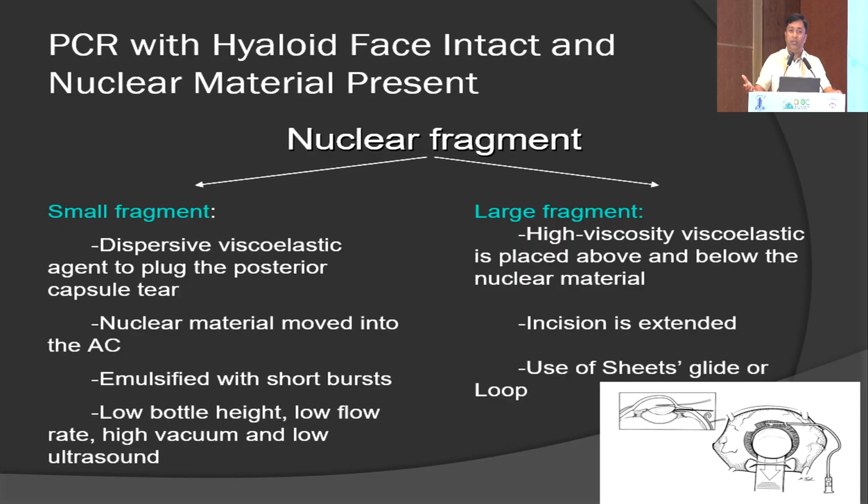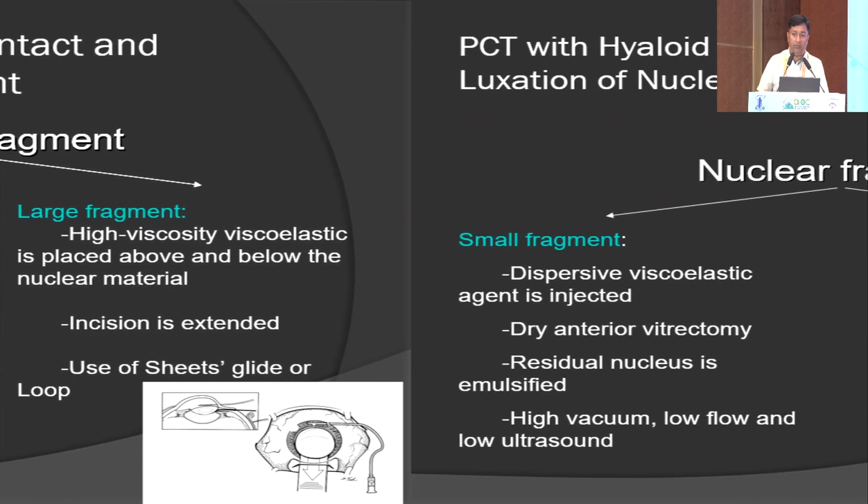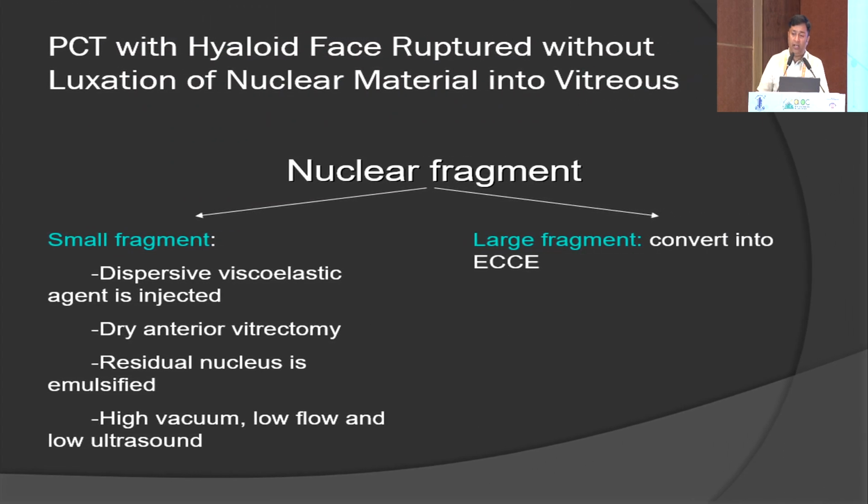You can put some dispersive viscoelastic inside. If the chunk was small, go ahead and finish it with a burst of phaco energy. If it was a large fragment, then you need to extend the incision and remove it through a glide or something. That is, you would convert into an ECCE. Similarly, if the hyaloid face was ruptured and some vitreous has come inside the anterior chamber, you need to manage that with vitrectomy first, and then the steps are the same.